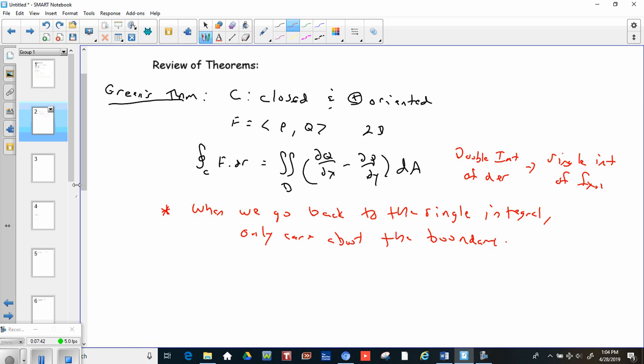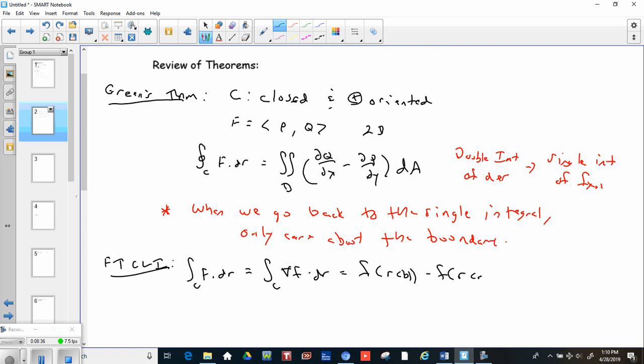Then we had the fundamental theorem of line integrals. The fundamental theorem of line integrals says, and really this is one of the nicest ones, that if you want to take the line integral of F dot dr, that's the same thing as taking the line integral over C of the gradient of f dot dr, which, if this is the case and we can do it, it's just f of r of b minus f of r of a.